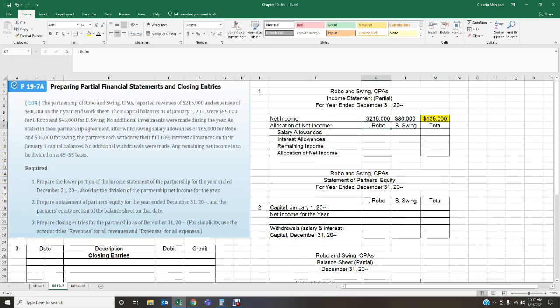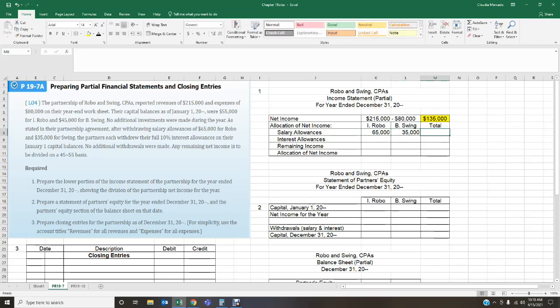So I've got the two partners' information included here in the table. We're going to work with Robo and we're going to work with Swing. The first thing we're going to do is the salary allowances. These partners are paying themselves a certain dollar amount, I guess based on their participation, their type of work that they're doing. For example, here we see that Robo is going to get paid $65,000 in salaries, and Swing gets $35,000 in salary.